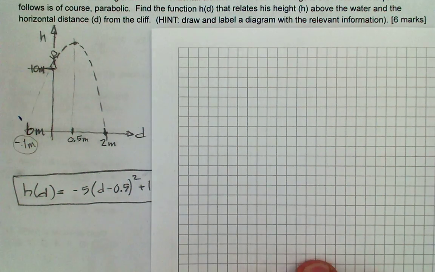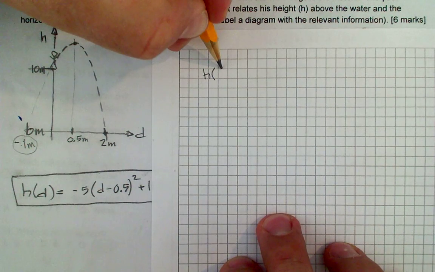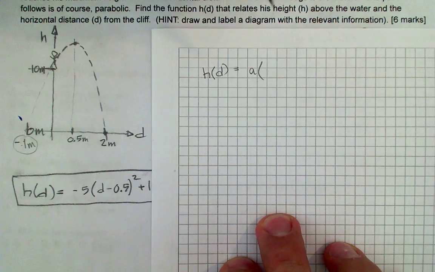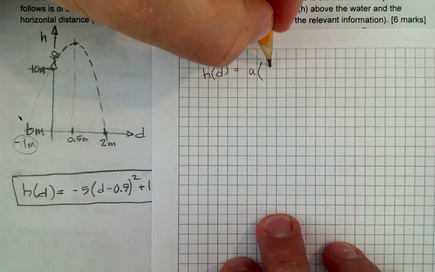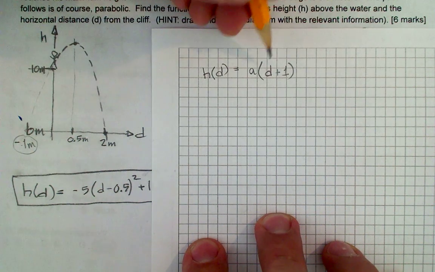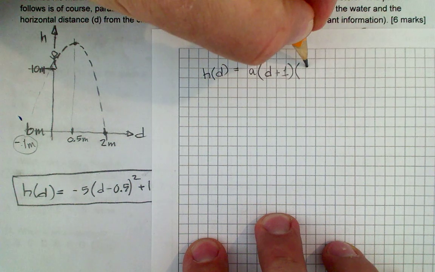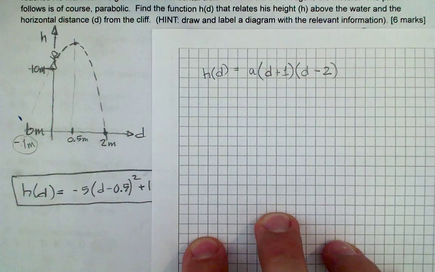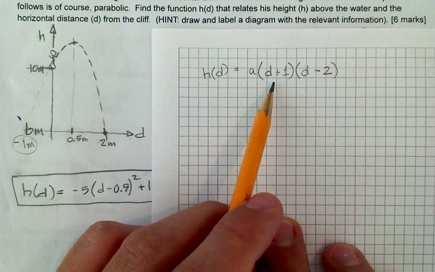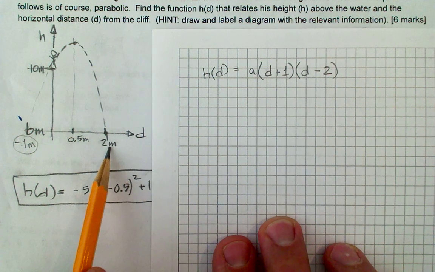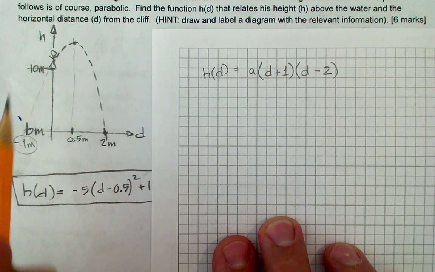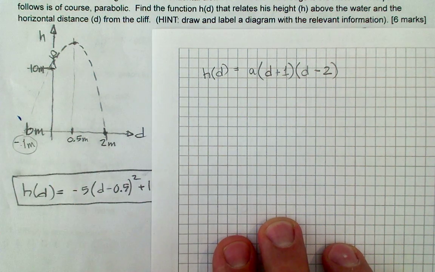So now I'm just going to start off h of d is equal to my constant a times d plus 1. That's the root that I just found. And then also the other factor is going to be d minus 2. So now I've used the factored form of the quadratic here because I know my two roots, and I've used the symmetry of this parabola to find them.